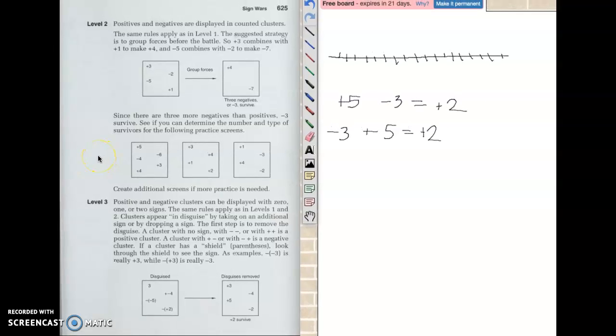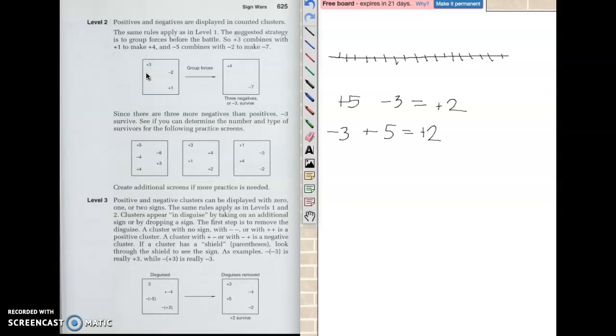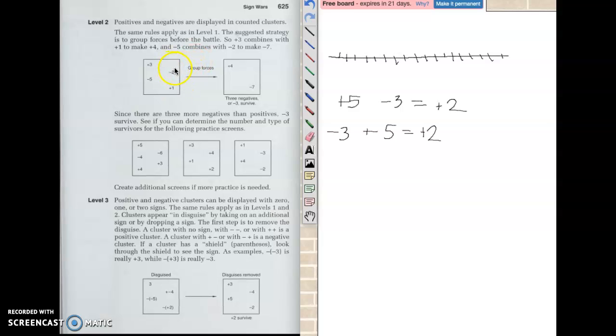Okay, so let's go to the next level. We've taken away the positive and negative little number symbols floating around, and we've replaced them with whole numbers. So here we have positive 3, negative 2, negative 5, and positive 1. What you're going to do here is group them together based on their sign. So here we have negative 5 and negative 2 grouping together.